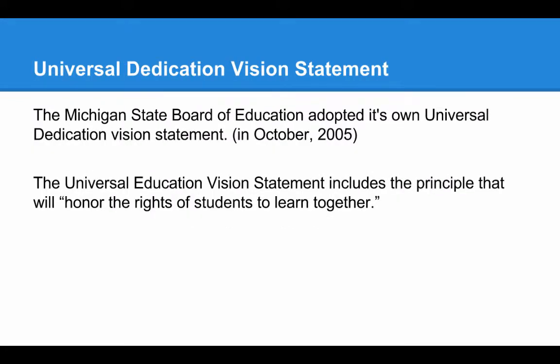The Universal Dedication Vision Statement. The Michigan State Board of Education adopted its own Universal Dedication Vision Statement in October of 2005, and it includes that they will honor the rights of students to learn together.